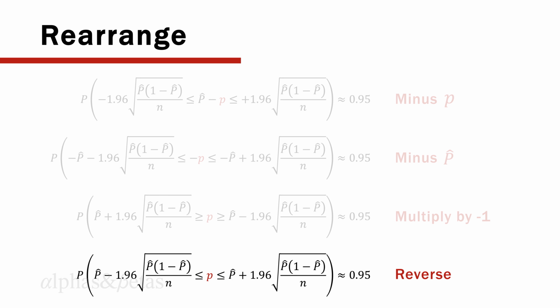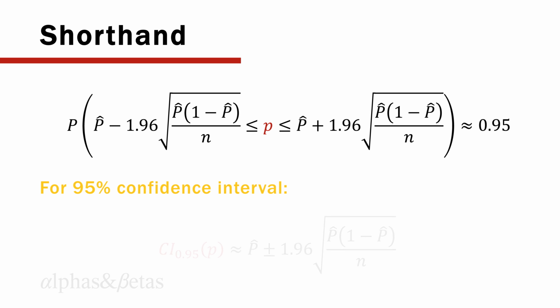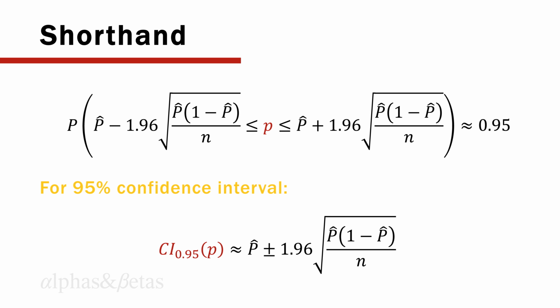This tells us there's a 95% probability that the population proportion is within 1.96 standard errors of the sample proportion. The shorthand to write the 95% confidence interval is p hat plus or minus 1.96 times the standard error. Now you have a random interval that has a 95% probability of containing the population proportion.